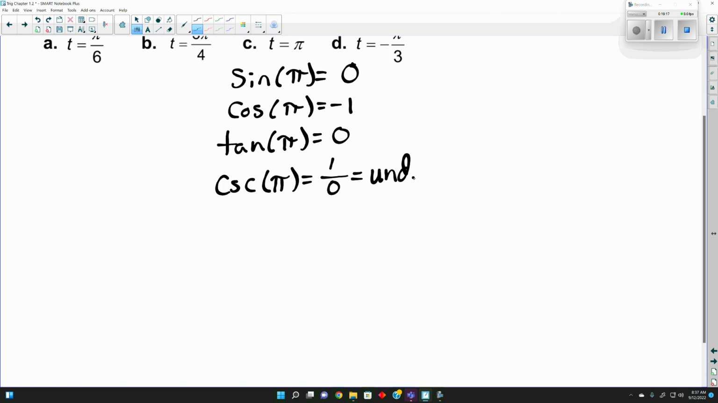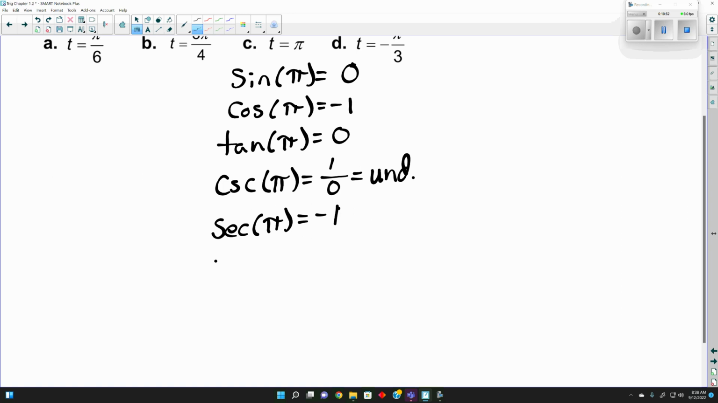So there are values of secant, cosecant, and cotangent that are going to be undefined. And there's values of tangent that are undefined. But sine and cosine will always have a value. Now, secant of pi, so we flip negative 1, which gives us negative 1, because it would be 1 over negative 1, which is just negative 1.